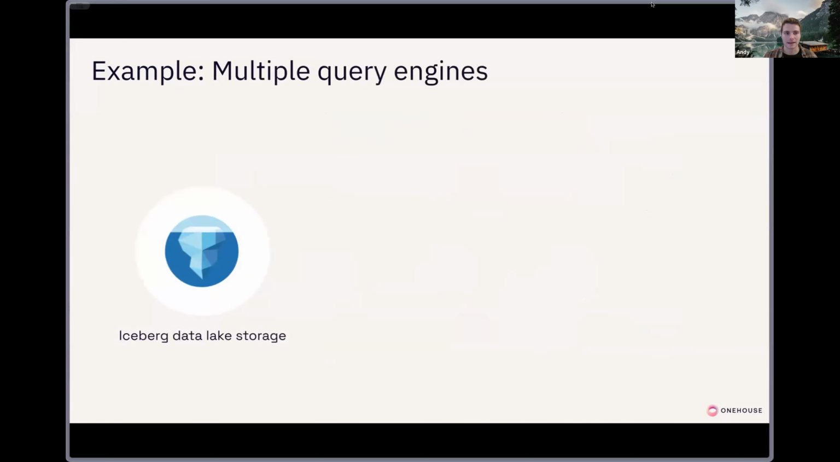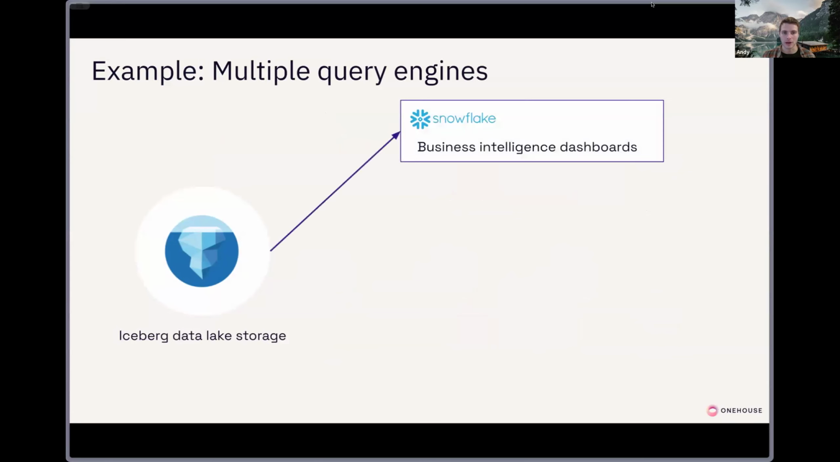Now, I want to give a second example. This is using multiple query engines. Let's say you have your data in an Iceberg data lake, and you want to use it for various different use cases. Instead of copying the data into multiple systems, you can just query directly on one copy of the files. So we have our Snowflake, of course, for BI dashboards.